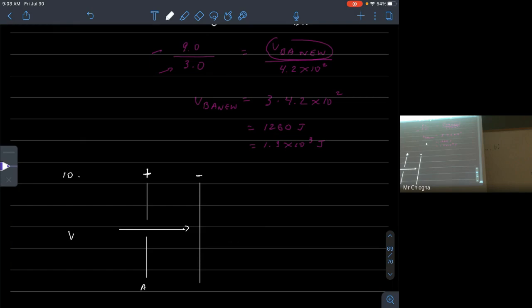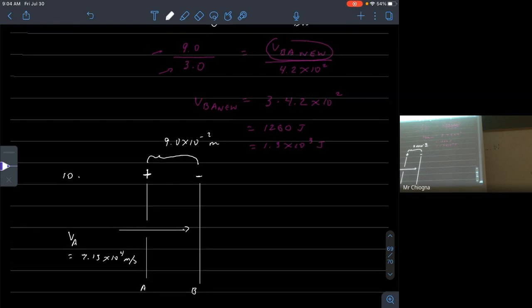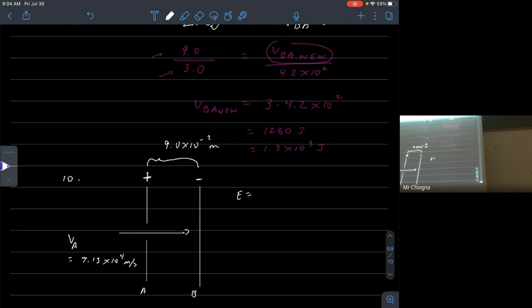we'll call this A, B. So its VA is 7.15, $71,500. Yes, it'll pick up speed. The plates, we know the distance. We're given the distance. They are 9 times 10 to the minus 2 meters. We know the electric field, 170 times 10 to the 2.